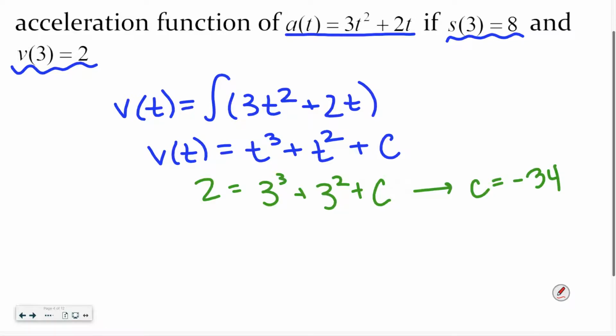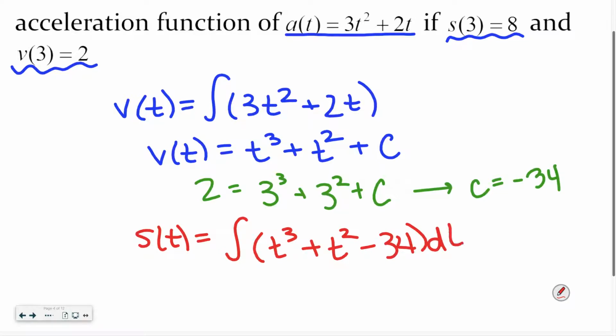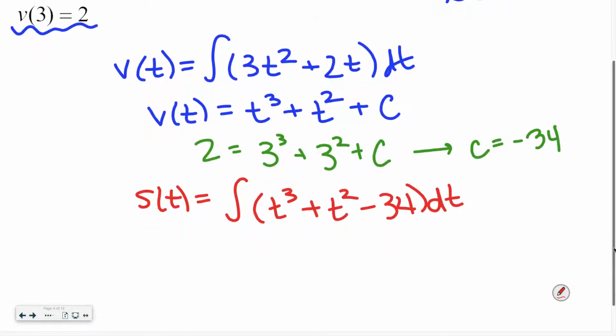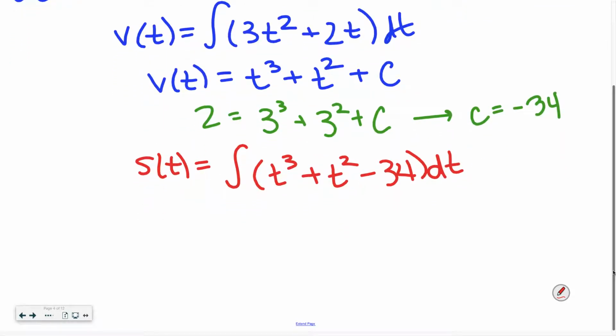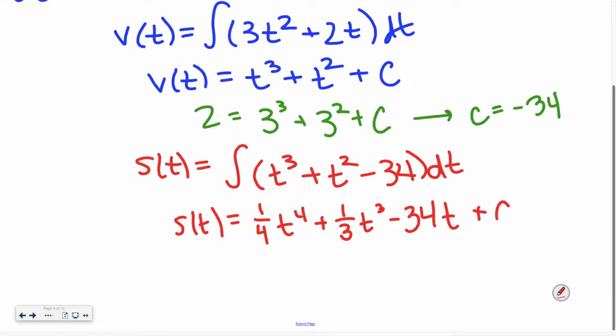Yeah, okay. So now, if we want position, we need to take the antiderivative of t cubed plus t squared minus 34. Oh, Mrs. Holman forgot her dt. I'm very sorry about that. So our position equation is going to be 1/4 t to the 4th plus 1/3 t cubed minus 34t plus c.